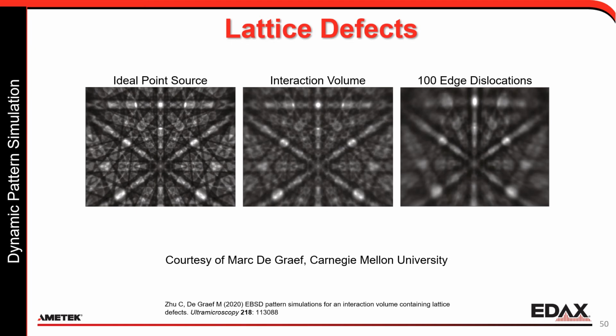The group at CMU, Mark's group, has really come a long way in terms of starting to look at lattice defects. This is just to show an example of the effect of 100 edge dislocations within an interaction volume on the quality of the pattern. And you can see those results there: the smearing of the pattern due to the dislocations within the crystal lattice, within the interaction volume.